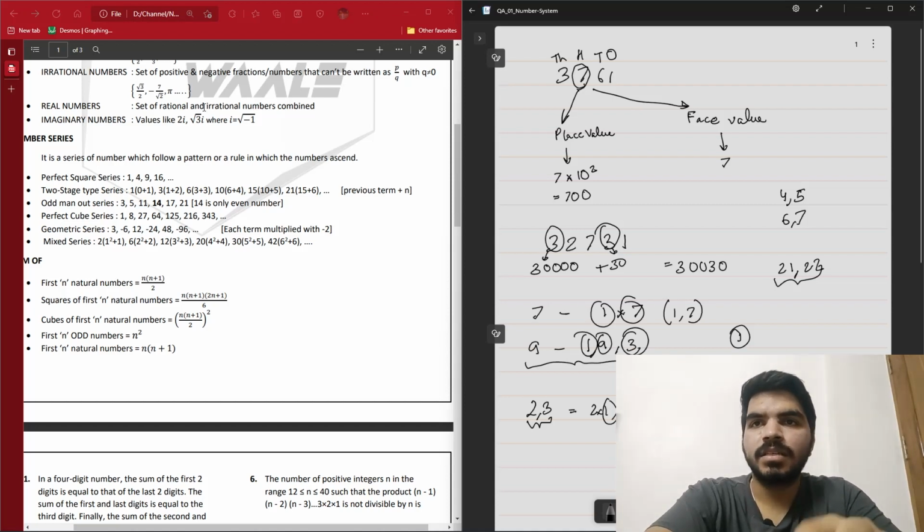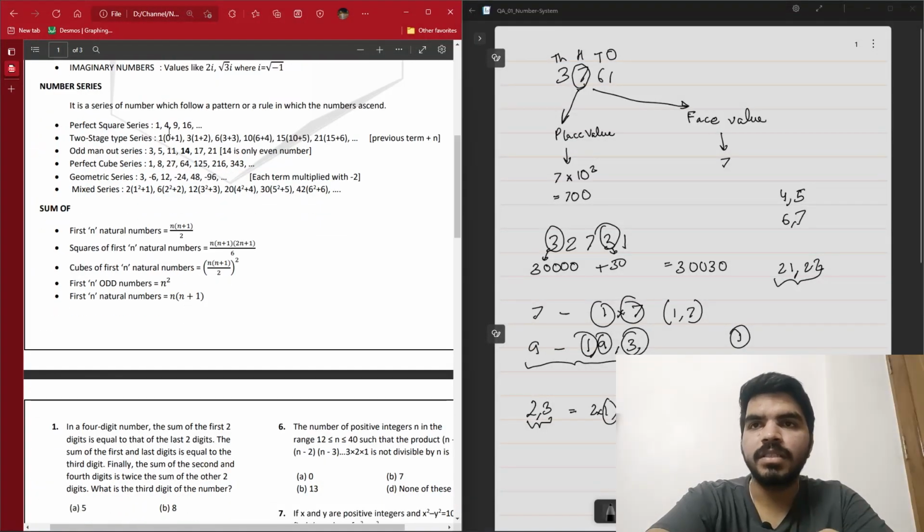Real numbers, that means rational and irrational combined. Imaginary numbers, which are not possible, but we still at times take them into account, where we take iota equals the square root of minus 1. We take the square root of a negative number.